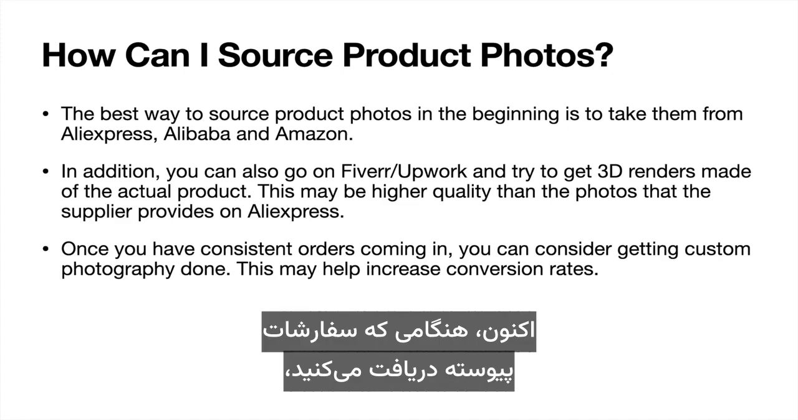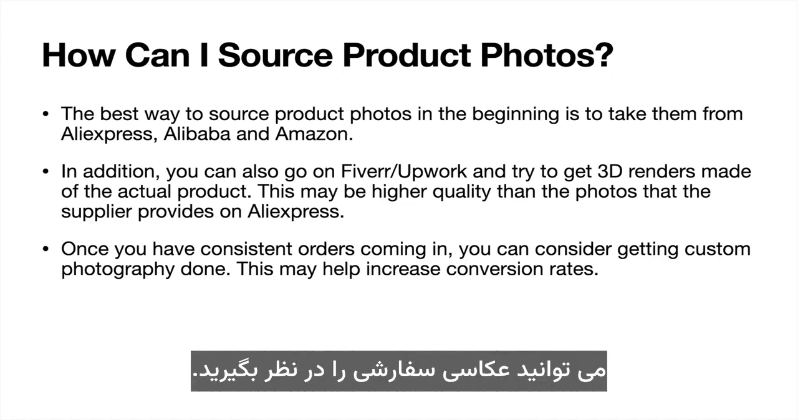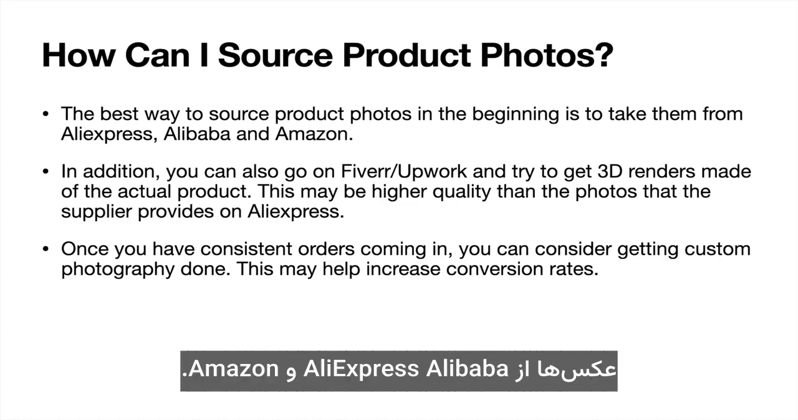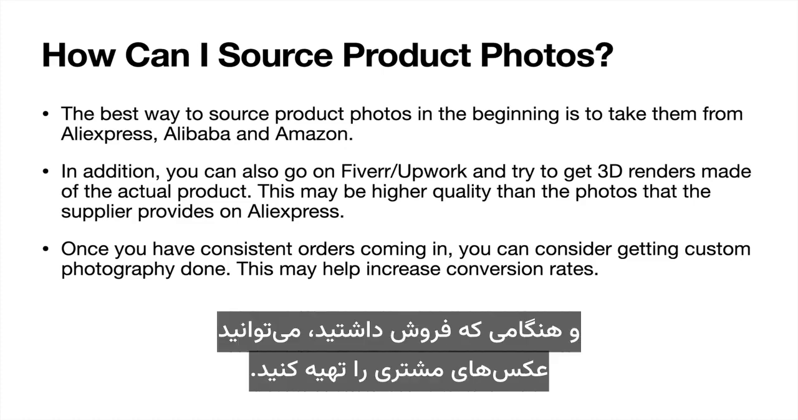Now, once you have consistent orders coming in, you can consider getting custom photography done, and this may help increase the conversion rate. So in the beginning, use product photos from AliExpress, Alibaba, and Amazon, and once you have sales, you can consider getting custom photos made.